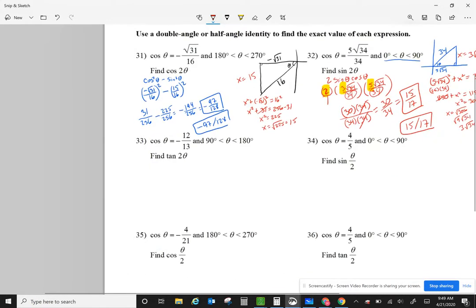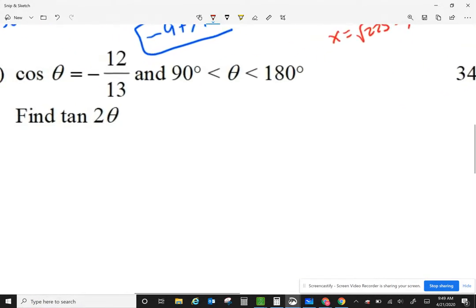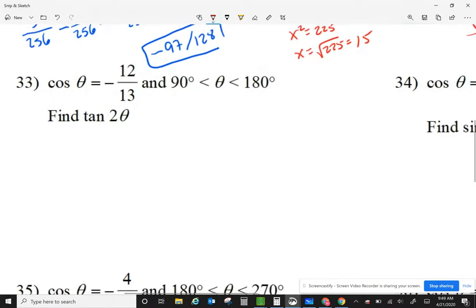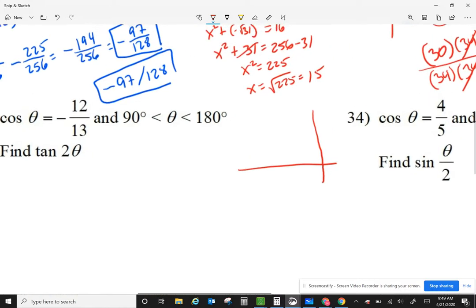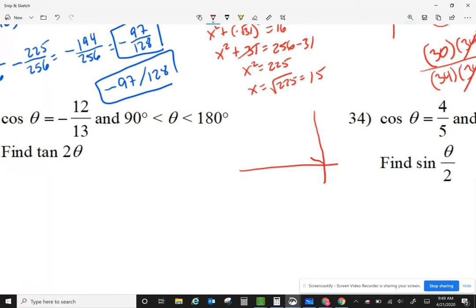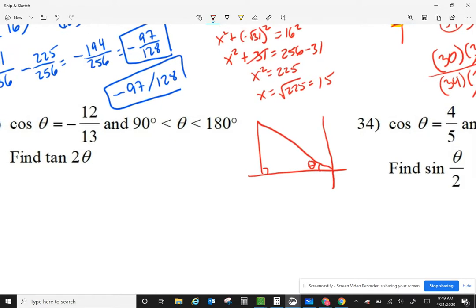Now let's take a look at the double angle of tangent. Theta is between 90 and 180. So let me draw my x-axis and my y-axis, and I'm emphasizing my second quadrant a little bit bigger because that's where theta is. I'm going to say this is theta. My 90 degrees has to be at the x-axis. I know cosine is given, and I know cosine is adjacent over hypotenuse. The negative, I'm going to give it to the adjacent. My hypotenuse is 13.